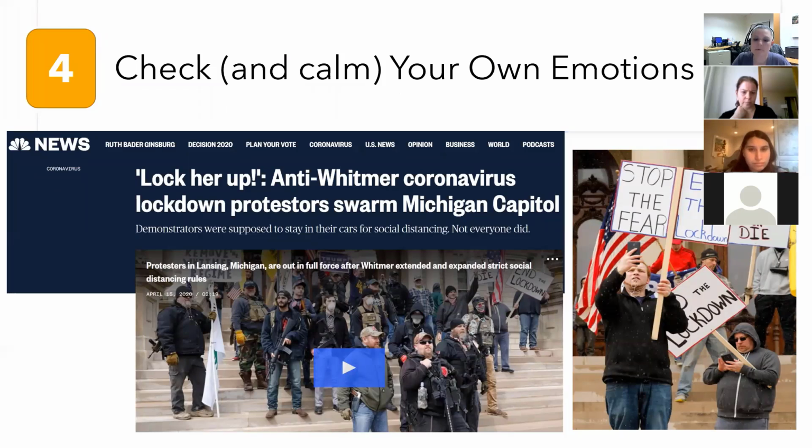So our fourth tip is to check and calm your emotions. Over the past few months, people have been pointing out the media coverage of COVID, claiming that reports are exaggerating the numbers to stoke fear. And it's completely logical to feel afraid and anxious during a pandemic, but these people are allowing their fear to determine how they view factual news.